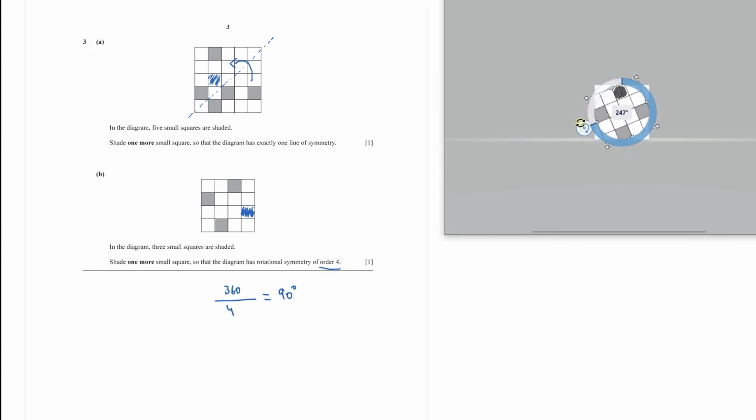And then at 270, which is another 90-degree rotation, the pattern repeats again. And then you're back to your original position at 360 degrees or 0 degrees. So during a full 360-degree rotation, the shape repeated itself 4 times. So that's why it has rotational symmetry of order 4. So that's how you will solve this question.